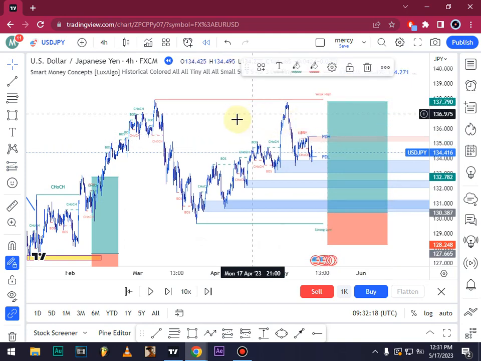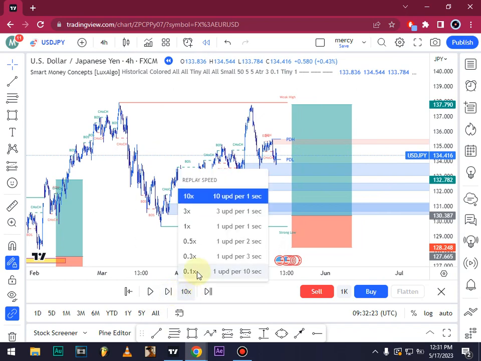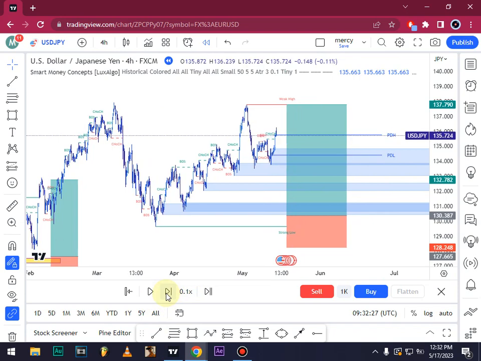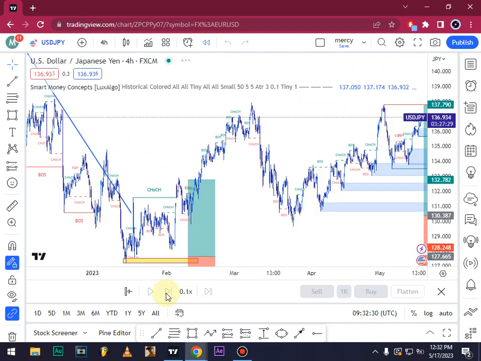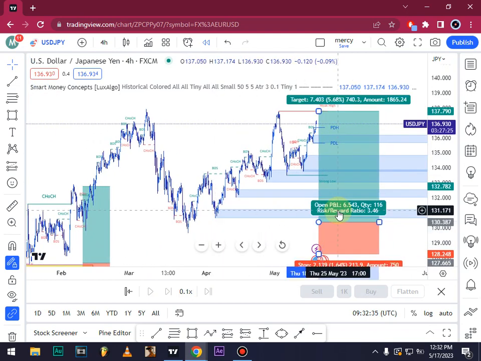Okay, so let's, I don't know why this one is quite fast. Let me just go step by step. Okay, oh, all right, that's just what's happening currently. So this is the current market, right?